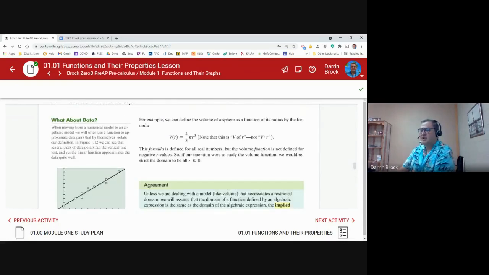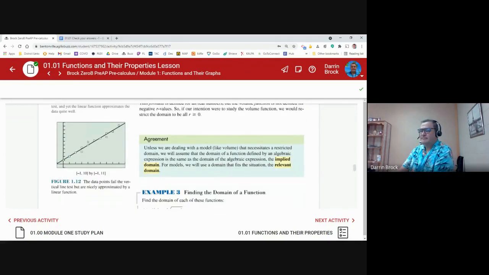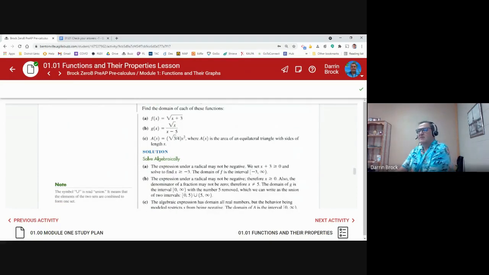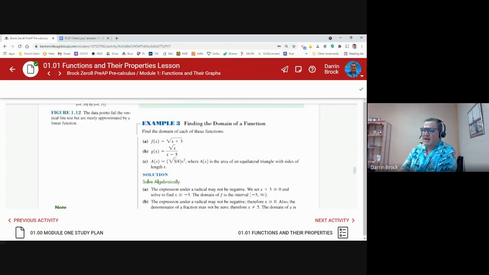Domain and range, finding the domain of a function. So that's all the possible x's. So if we define the domain, look at A, f of x equals the square root of x plus 3. What would be the domain of that function?